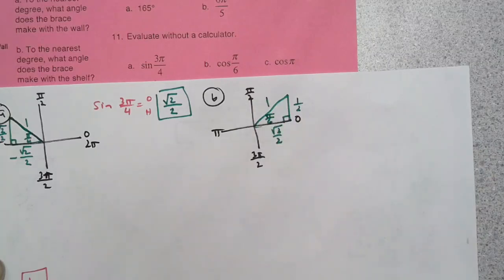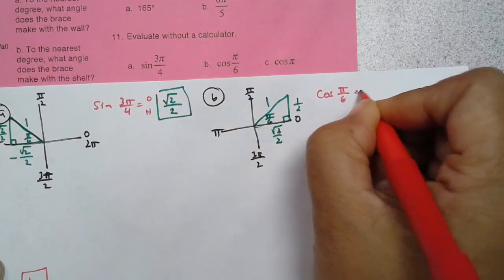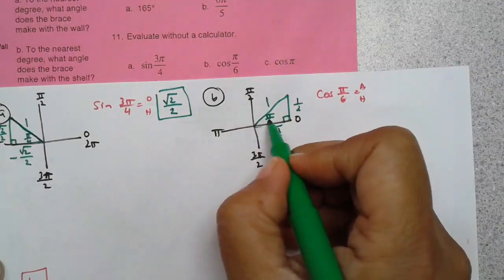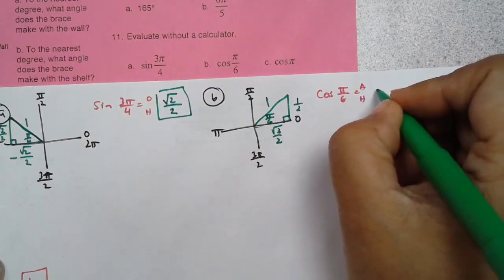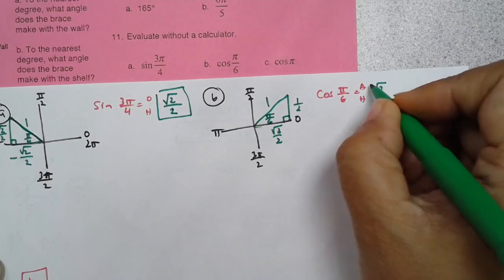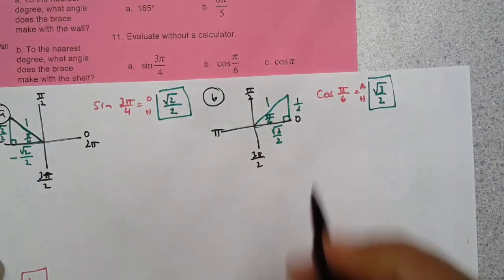All right, let's go ahead and evaluate. Now, if you remember what cosine is, cosine happens to be adjacent over hypotenuse. So adjacent to pi over 6 is this square root of 3 over 2. And over 1, because of the hypotenuse, but over 1 is the same thing. Right, and then let's go ahead and take a look at C.